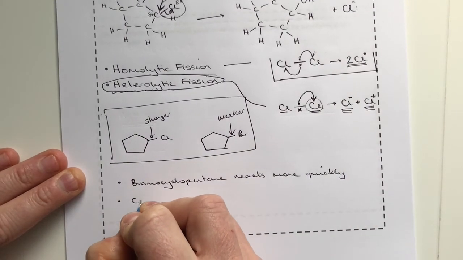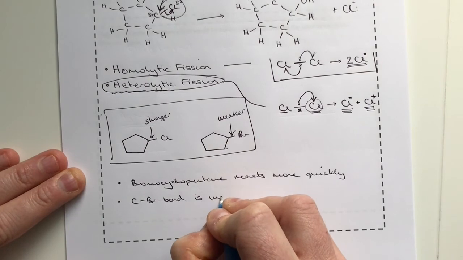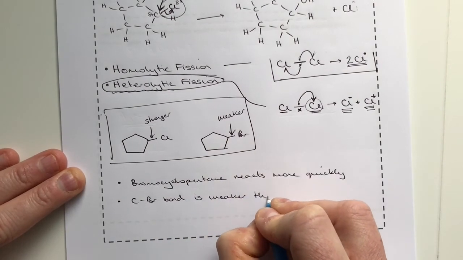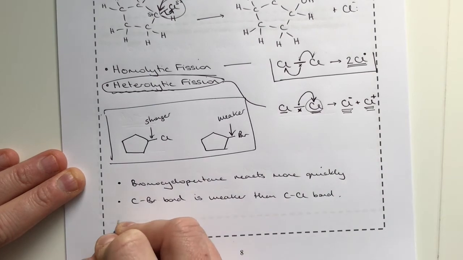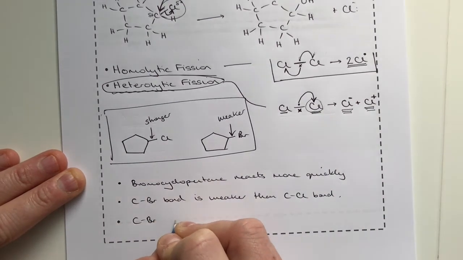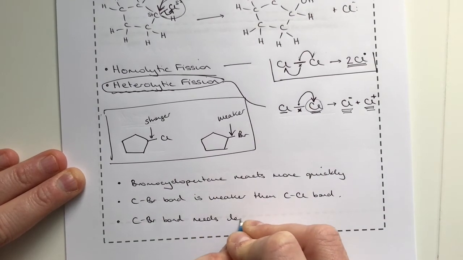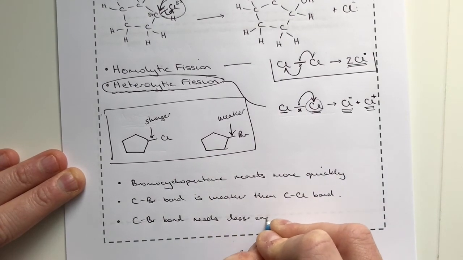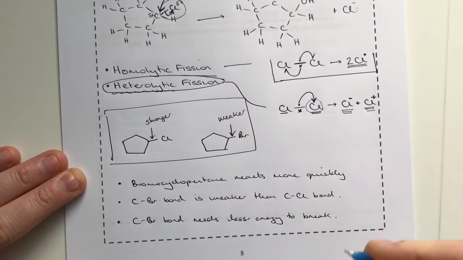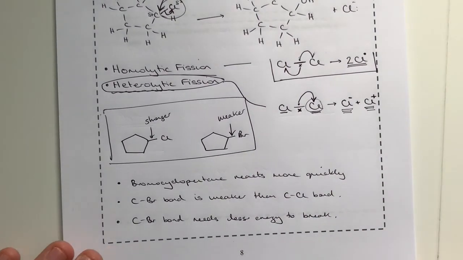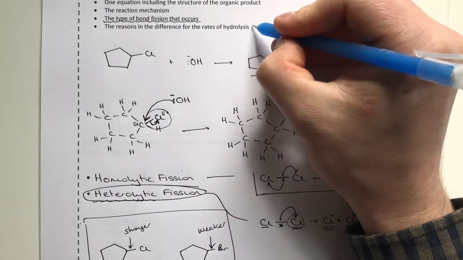because the C-Br bond is weaker than the C-Cl bond, and that means the C-Br bond needs less energy to break, and therefore it will break more quickly. Okay, so that explains the final bullet point which was requested in the question up here.